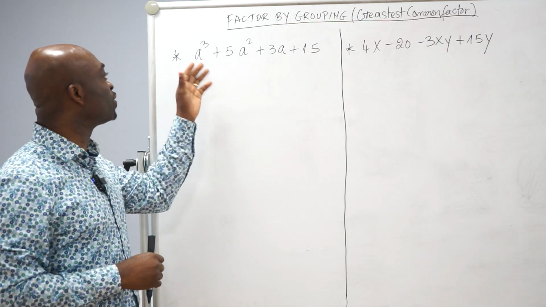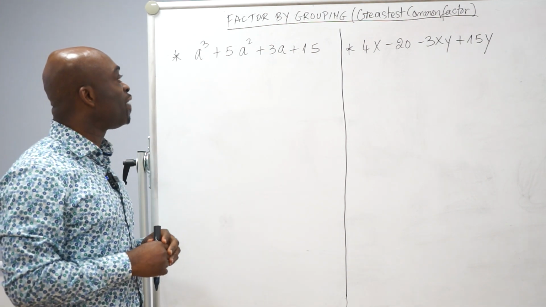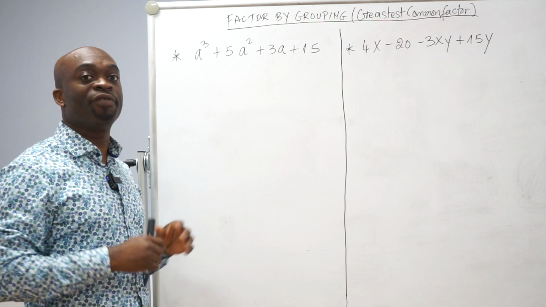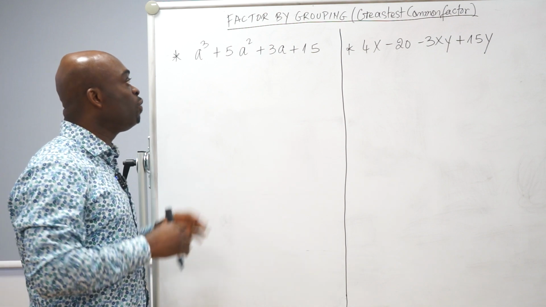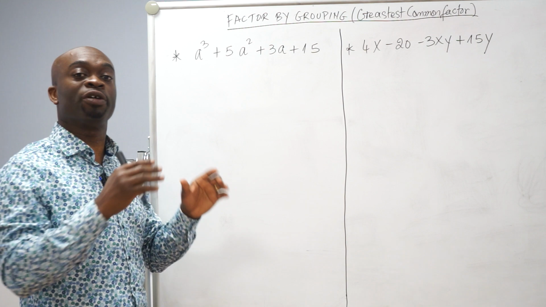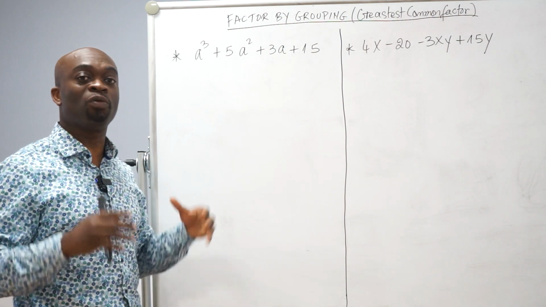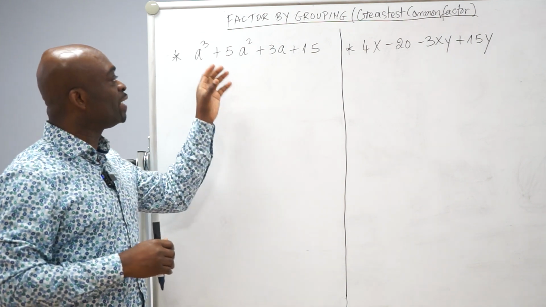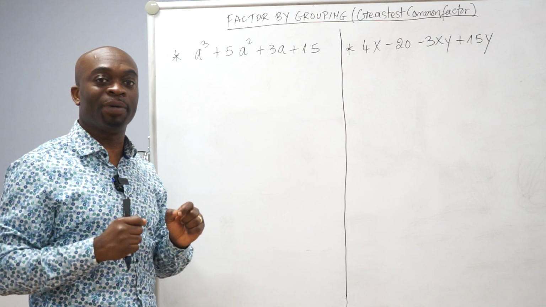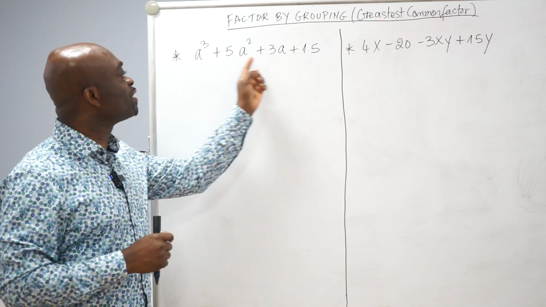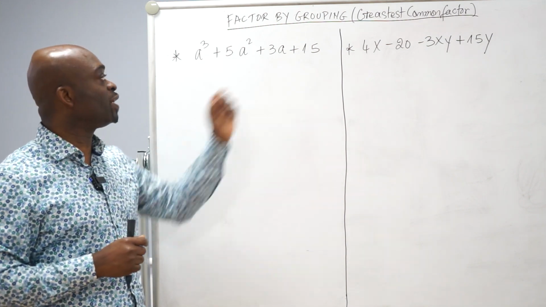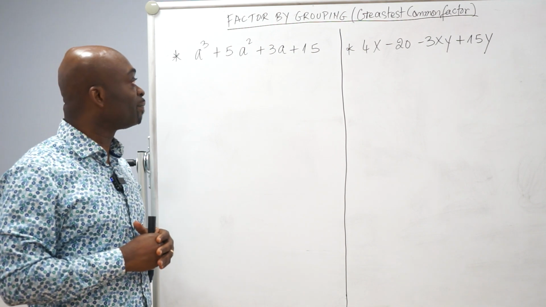The first one is a to the third power plus 5a squared plus 3a plus 15. So we want to factor this. Anytime we're going to factor any expression, ladies and gentlemen, what we do is find out if we have something in common for all of them. Do we have something in common for all of these four terms here? I don't see any.